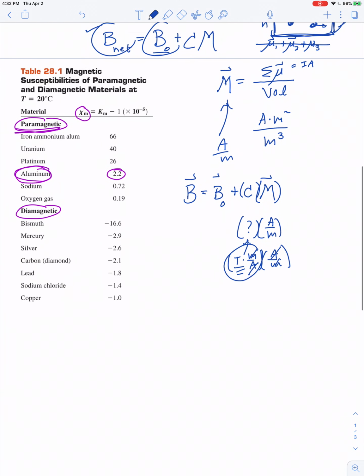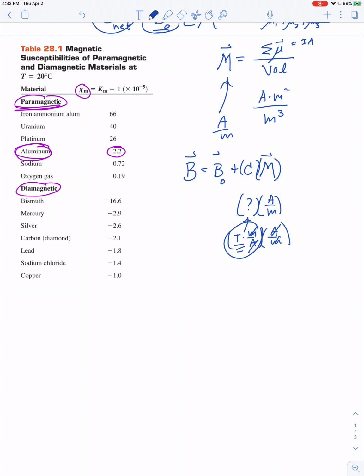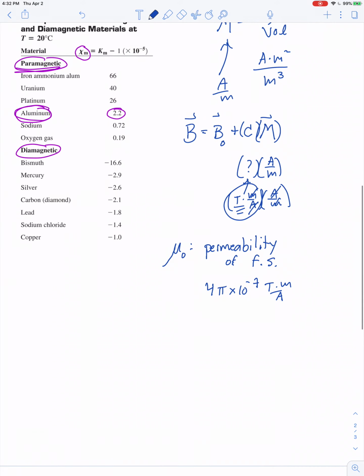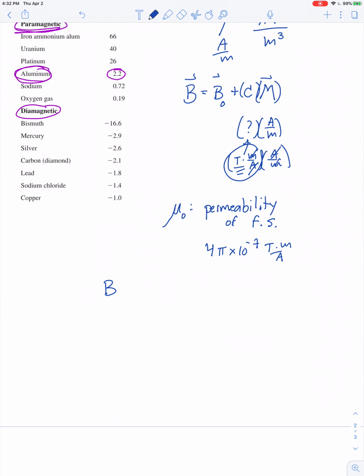I think you already know of a quantity that has units of Tesla meters per amp. In this unit, we introduced a quantity mu naught, known as the permeability of free space, and it's equal to 4 pi times 10 to the negative 7th Tesla meters per amp. So in fact, that's the constant that goes in this equation. By wrapping a solenoid around some metal core, its magnetic field goes up by a quantity equal to the permeability of free space multiplied by the magnetization of the material that the solenoid is wound around.